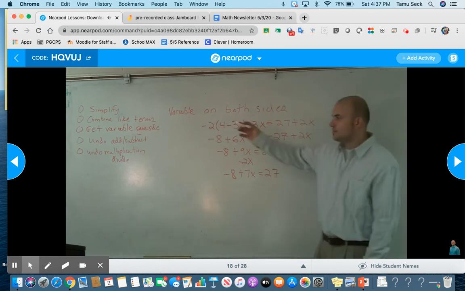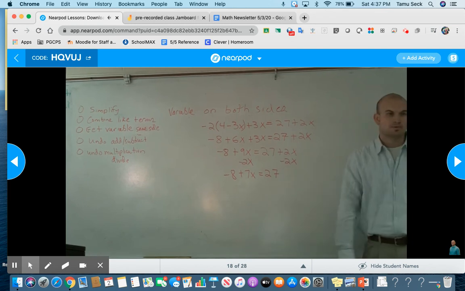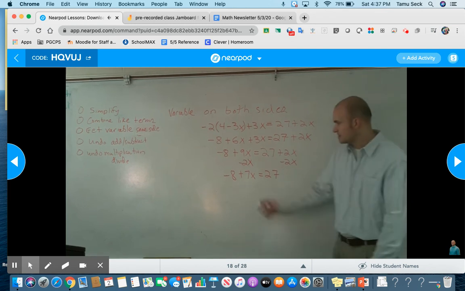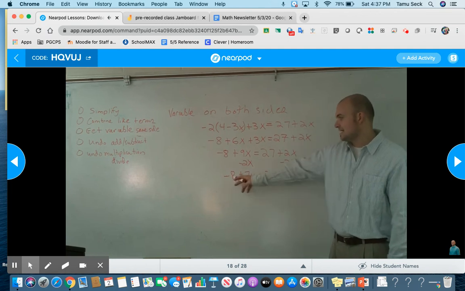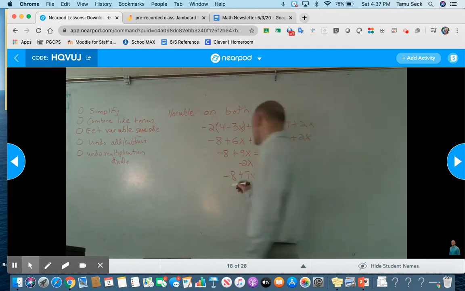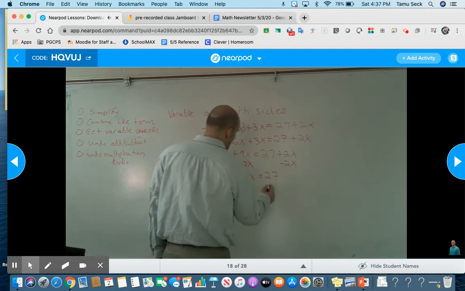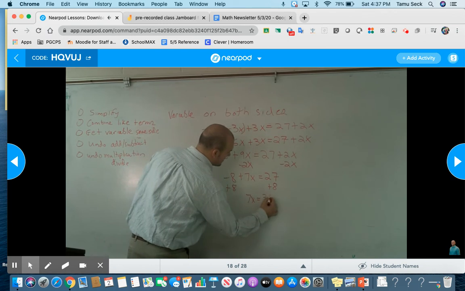You undo addition and subtraction by using the inverse operations, and then you undo multiplication and division by using the inverse operations. So of course, the first thing I notice is my variable is being subtracted by 8, because that's a negative 8. So to undo that, I'm going to add 8. I do that to both sides. Therefore, I'm left with 7x equals 35.